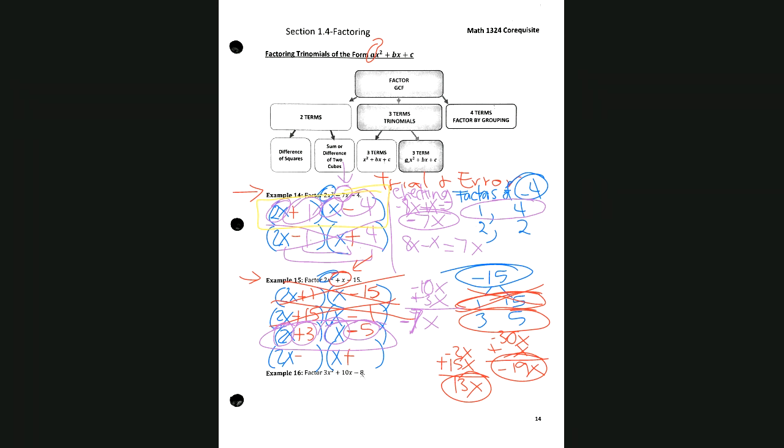So now I'm going to try to have my negative 5 here and my positive 3 here and see what happens. If I multiply 2x times positive 3, I will get positive 6x. If I multiply negative 5 times x, I will get negative 5x. And 6x minus 5x will be positive 1x. And that was what we were looking for.